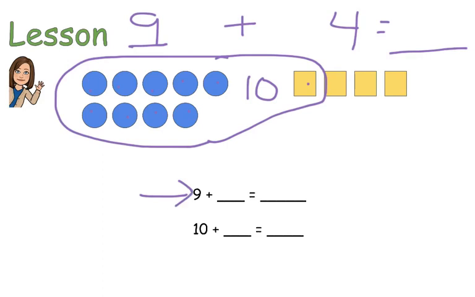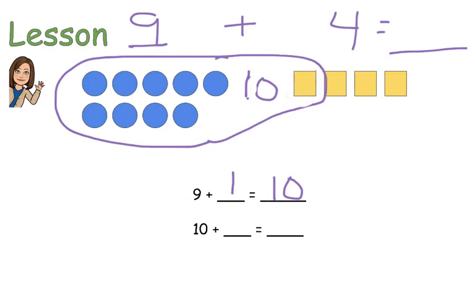So now we're going to look at the first equation. This is what we just did. It's 9 plus something. So this is asking us what we did. So we had 9 here. And how many did we borrow? How many squares did we borrow there? 1. We're using 1 square to make a group of 10. Okay.